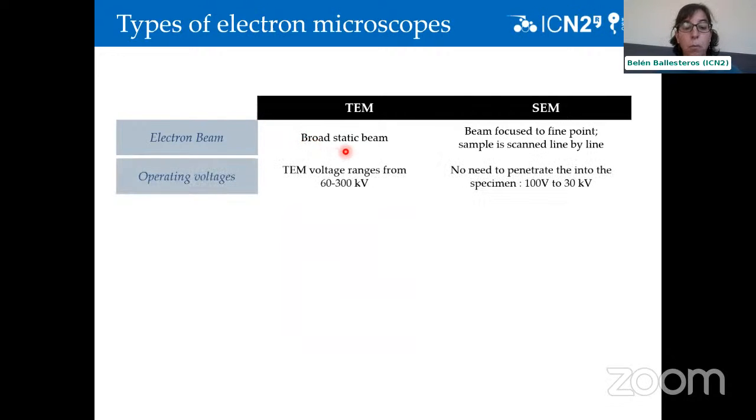Then, with regards to the operating voltage, the voltages that the electrons are accelerated to, TEM works normally between 60 and 300 kV. There are some microscopes now that work down to 30 kV, but it's not the most common. Whereas in SEM, the voltages are between about 100 volts or 1 kilovolt, up to 30 kilovolts. So if you remember, I was saying that the higher the operating voltage, the better the resolution. And just from this, you can realize that TEM will always give us better resolution than SEM.